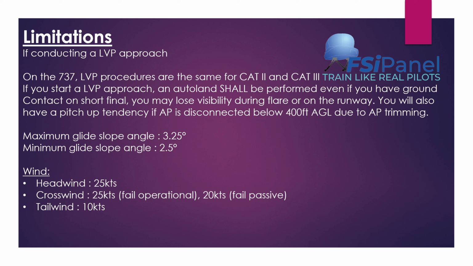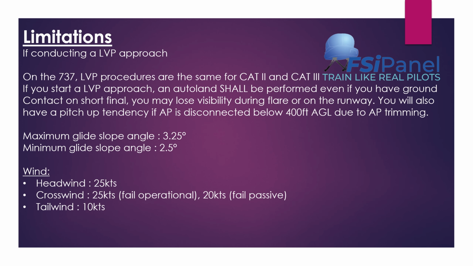The minimum glide slope angle is 2.5 degrees. If you have on the chart a Cat 3 minima, then for sure it means it meets their requirements. And for the wind as well, check your winds. Headwind is 25 knots, crosswind 25 knots if you have a fail operational 737, or 20 knots if it's fail passive. And finally, the tailwind is 10 knots. So this we have to check.